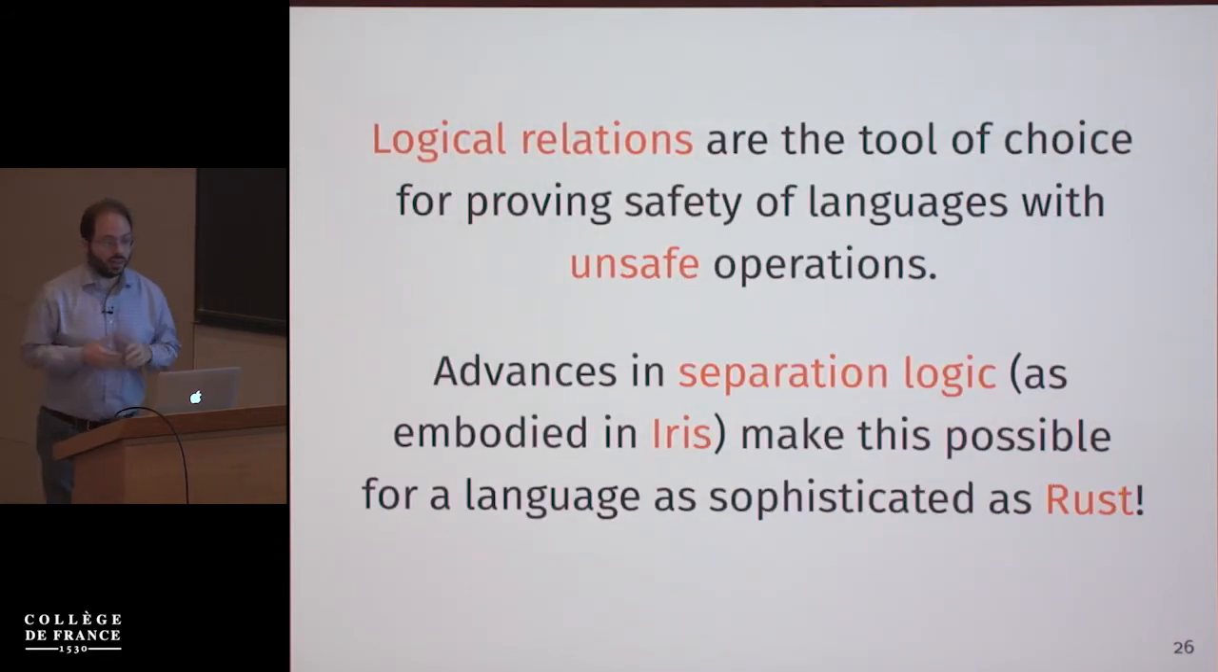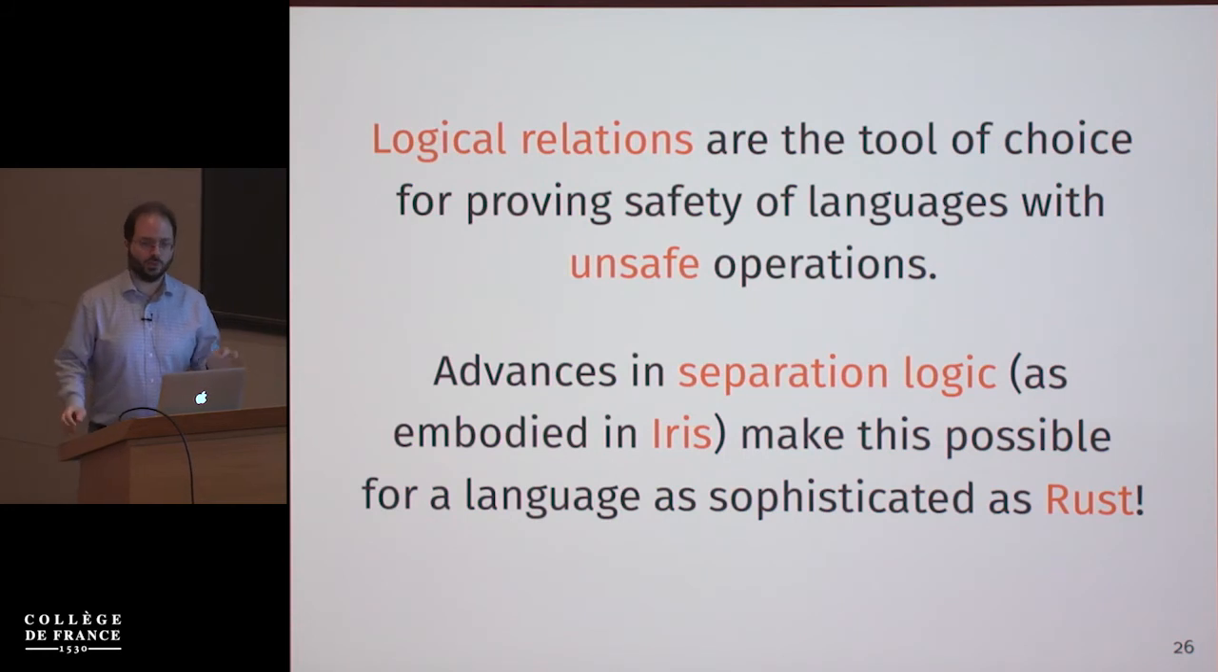So, to summarize, logical relations are really the tool of choice if you want to prove safety of languages where some pieces of the program may use unsafe operations. And although in the past this was considered a difficult or complicated method, I would say that with the advances in separation logic over the past 10 years, as embodied in something like the Iris framework, this is now possible for a language even as sophisticated as Rust.